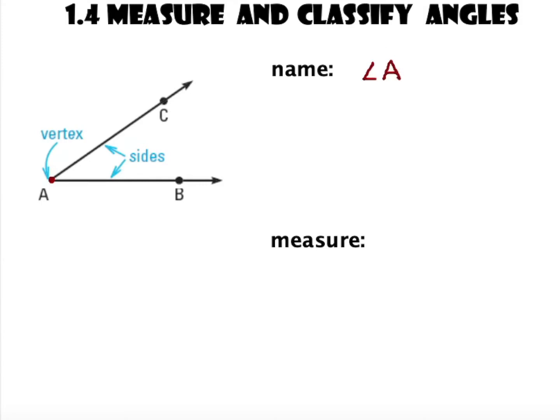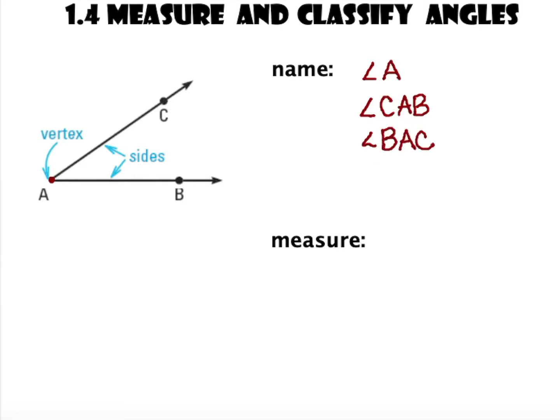Every once in a while you'll have more than one angle at point A, so then you would want to use 3 letters that trace around that corner. I could go from C to A to B, or from B to A to C, so that would be 2 more ways that I could name that angle. C to A to B, or B to A to C.